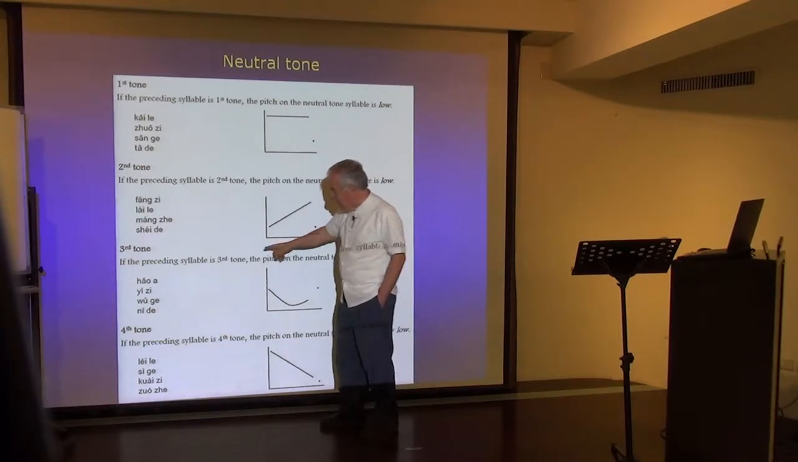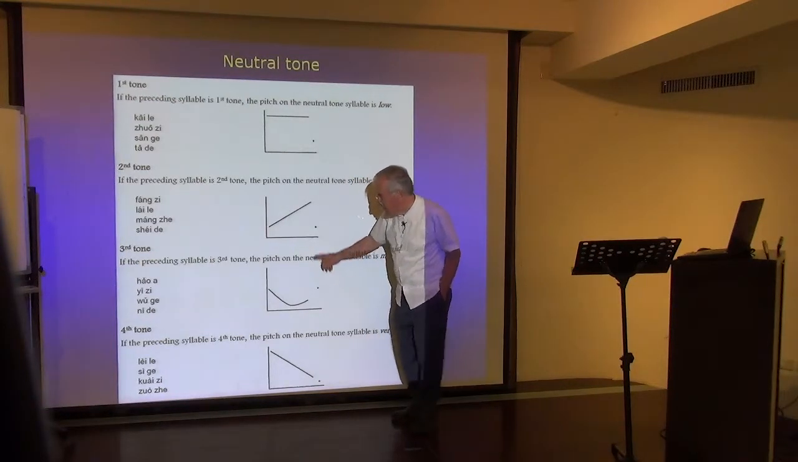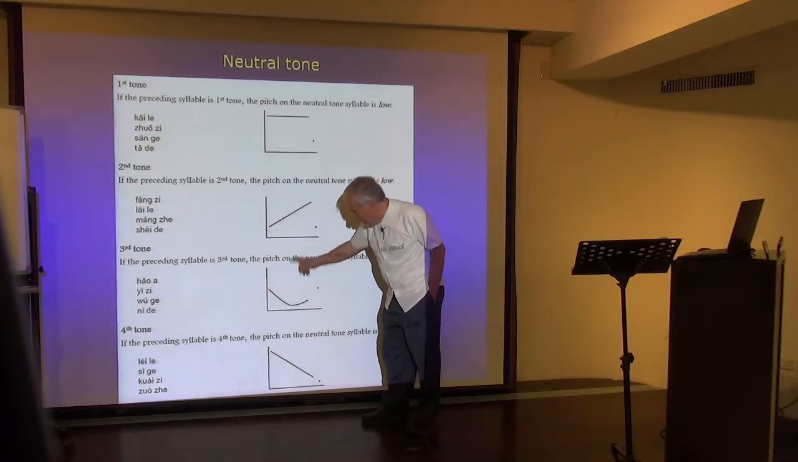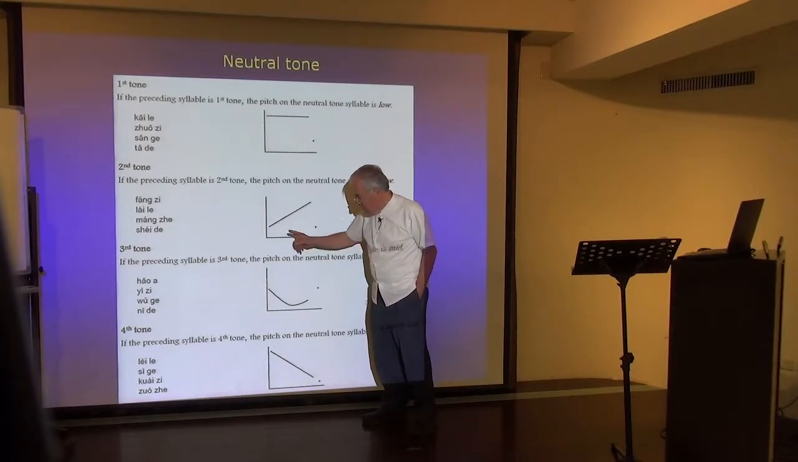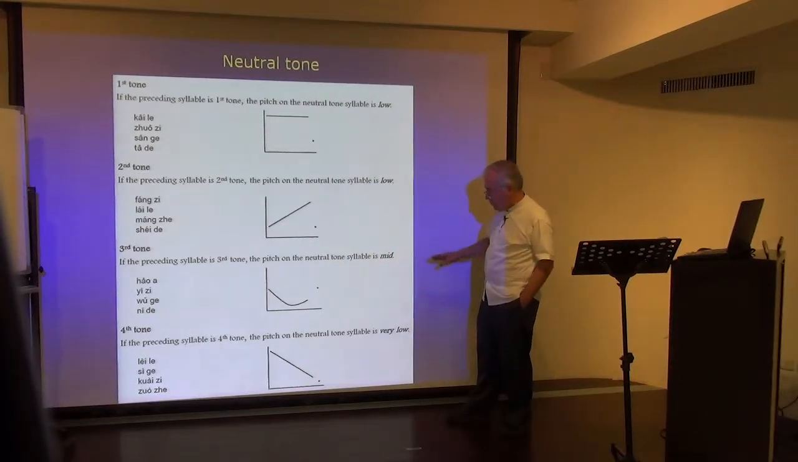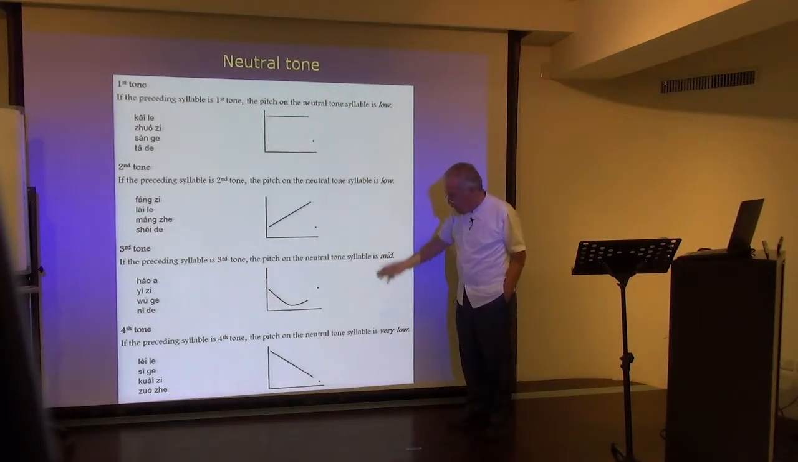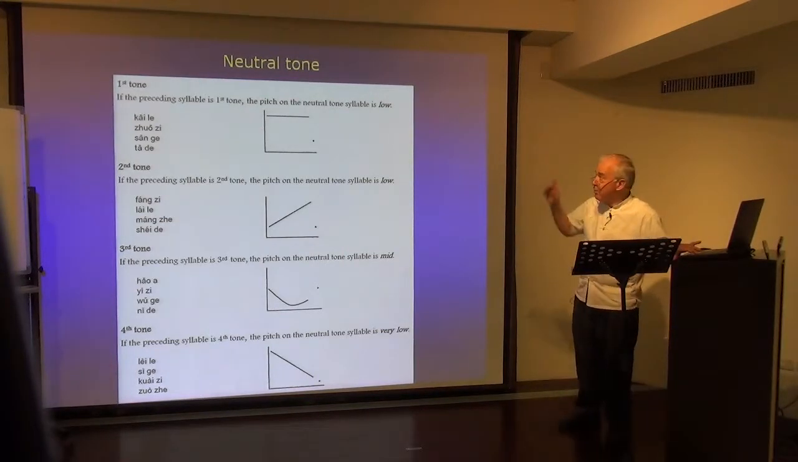Now note the exception. If the preceding syllable is third tone, the pitch becomes mid. 好啊椅子5个你的. That's the exception. With the fourth tone, if the preceding syllable is fourth tone, then the pitch actually is very low. 累了4个筷子坐着. Okay? So this is often helpful for students to understand the pitch on the zero tone.